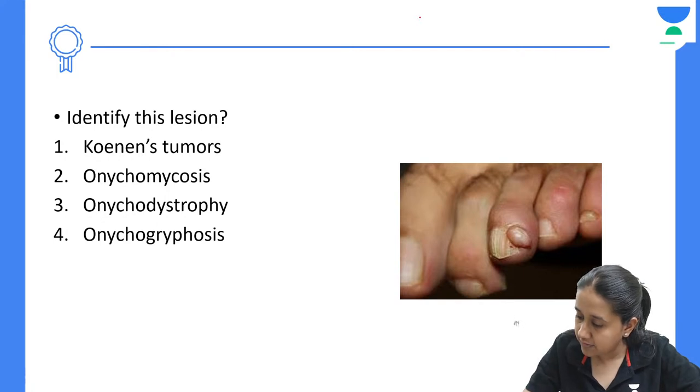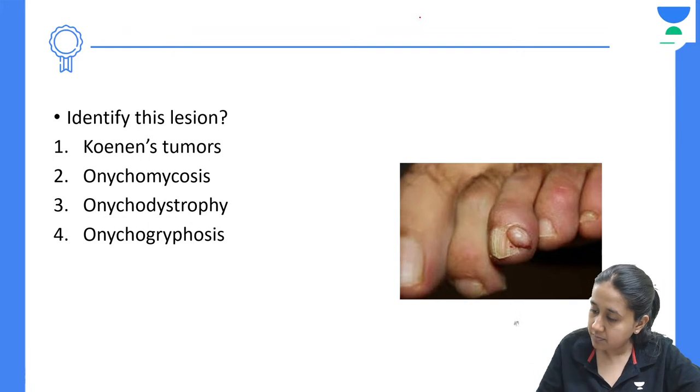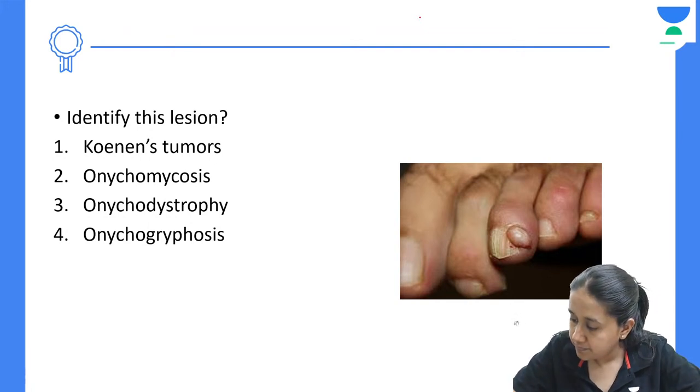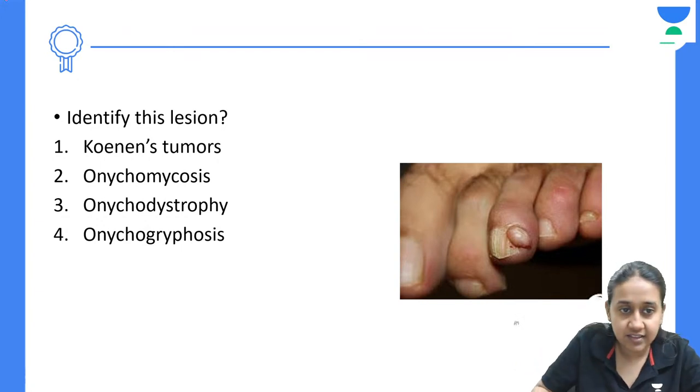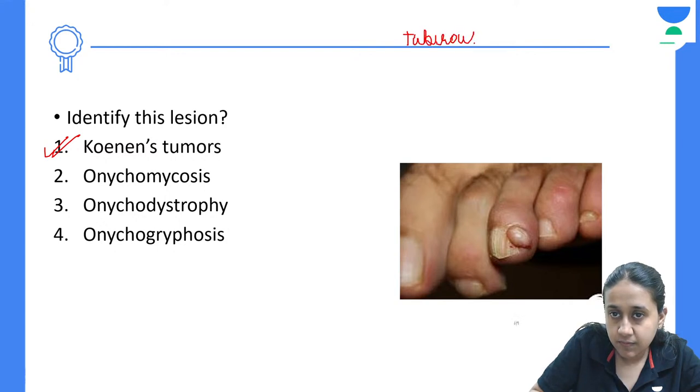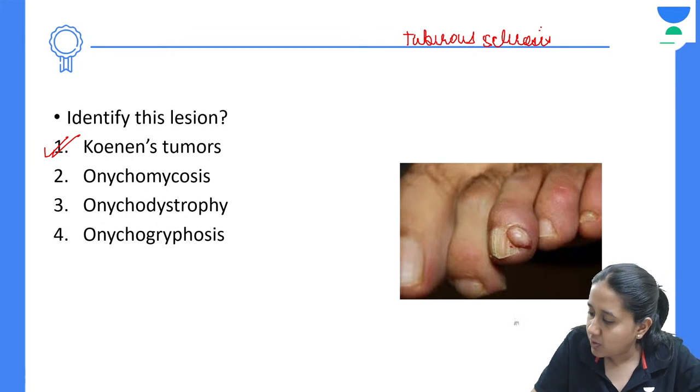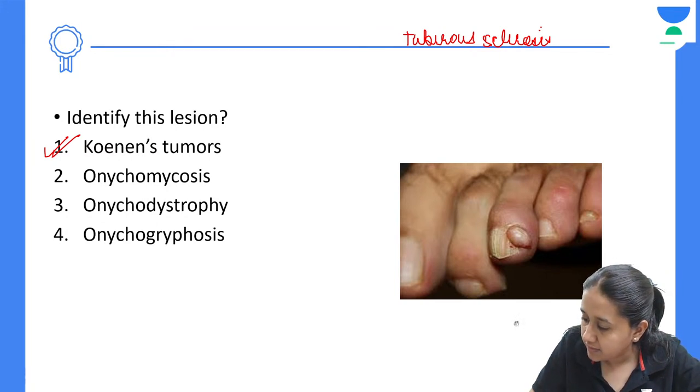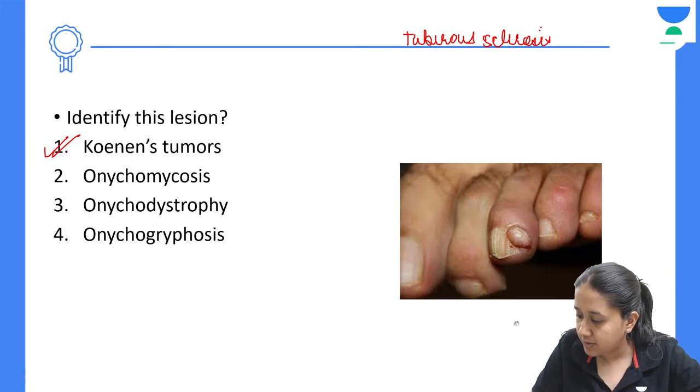Very nice, all of you. Very well done. Yes, the correct answer is Koenen's tumor, and it is a feature of tuberous sclerosis. Can anybody tell me what is another name for tuberous sclerosis?